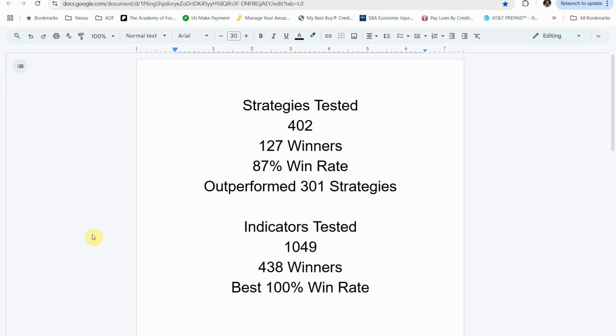And so far, since we've been keeping track, it has outperformed 301 of the other strategies that we have put it up against, every single one so far. We've also tested a total of 1,049 indicators, with 438 of them being winners.